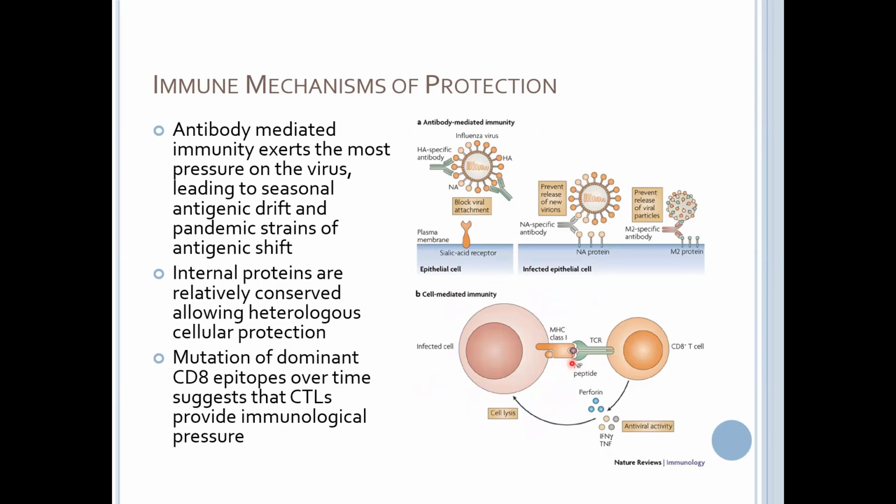An important distinction here is that the proteins that CD8 T cells can see can come from any part of the virus because they're being processed and presented from inside the cell. So any part of the viral protein replication cycle can be processed and presented and have a CD8 T cell corresponding to it.